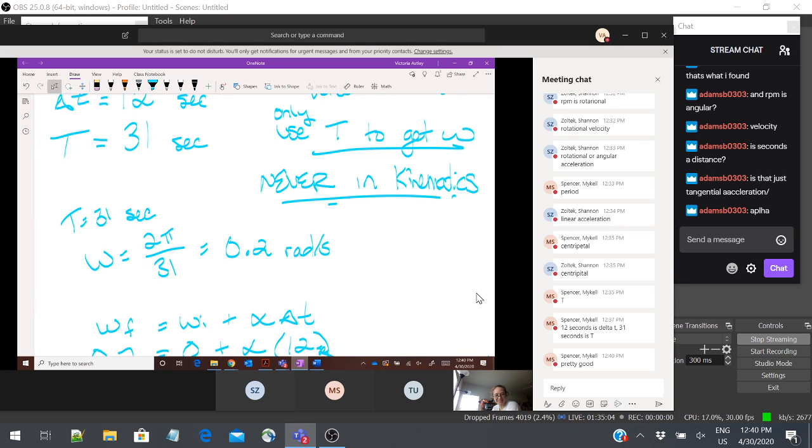Okay, good. For circular motion, the biggest problem is misidentifying variables and plugging them in the wrong places. So that's what gets you every time.